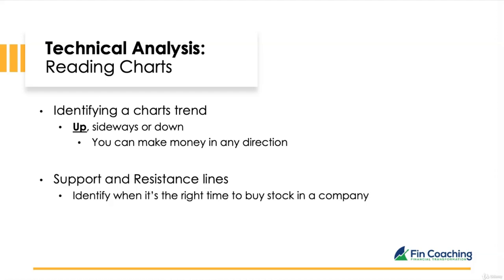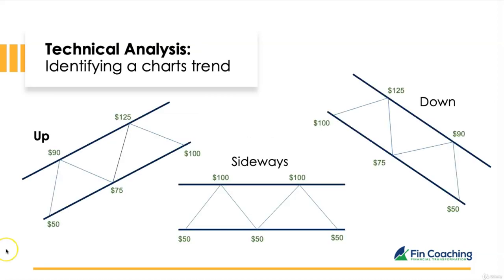Regardless of a trend direction, up, sideways, or down, a good chart pattern will have support and resistance lines. In general, each time the price meets one of these lines, the price will revert in the opposite direction. Support and resistance lines can identify when it's the right time to buy a stock. If the price is on the support line, it can go up, and this is where we would want to capitalize. Here are some examples of different chart trends: up, sideways, and down.